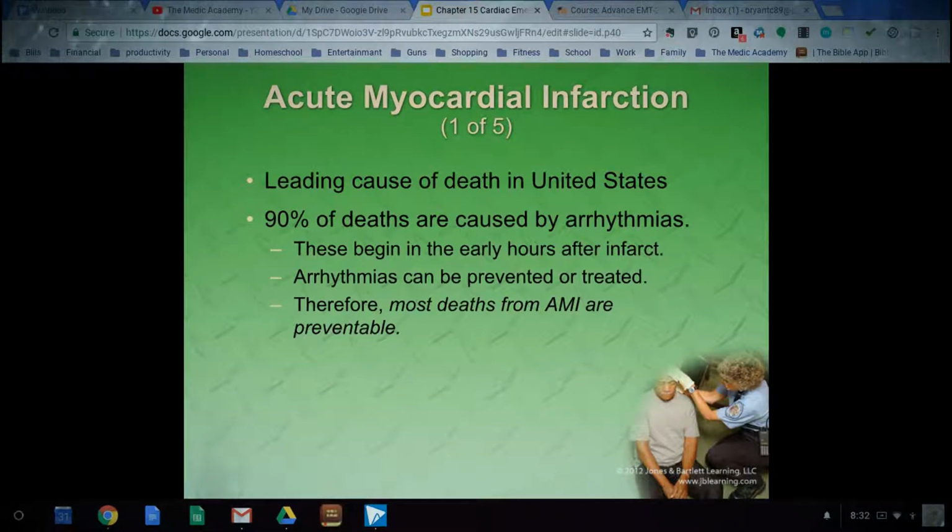Now, this acute myocardial infarction we've been talking about is the leading cause of death in the United States, and 90% of deaths in this instance are caused by arrhythmias. Now, we can monitor for these arrhythmias because we're going to put our patient on an EKG monitor. And we should note and pay particular attention to any changes in rhythm.